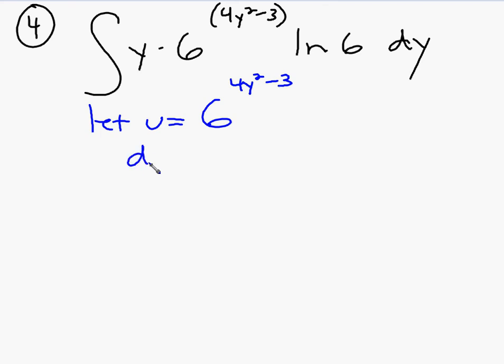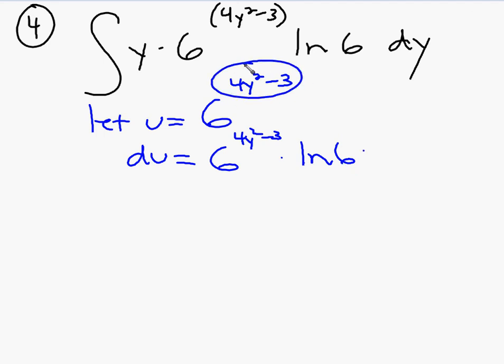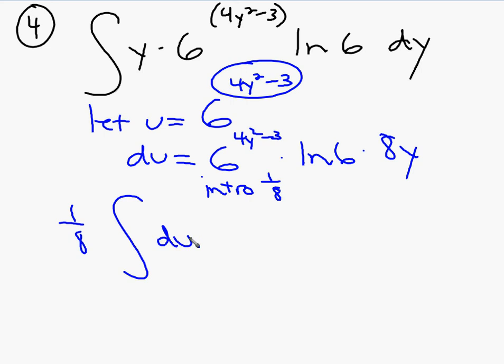All right? Because your du is probably going to cover the whole thing again. What would du be? Maybe I'll just go through this a little bit more. Du would be 6 to the 4y squared minus 3 times the natural log of 6 times the derivative of this mess, which is what? 8y. Okay? So I have everything up there except for the 8, right? So I just need to introduce a 1/8, and it's the integral of du again, because du represents all of it. All right?